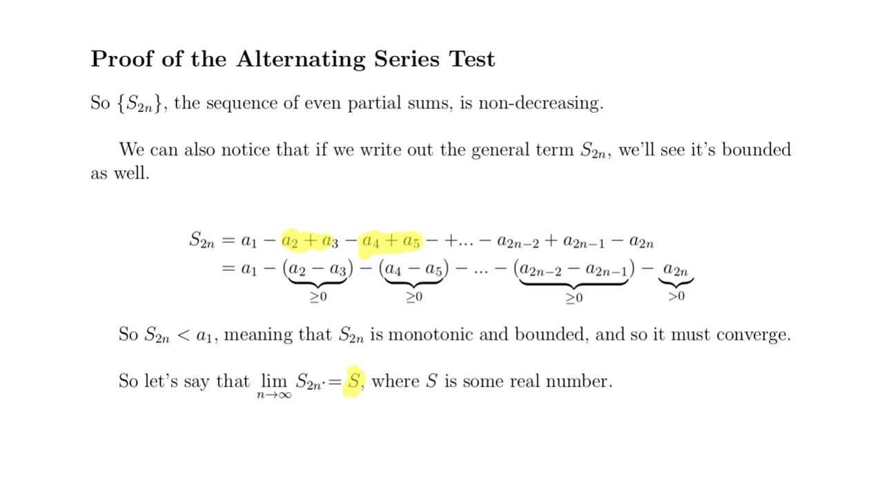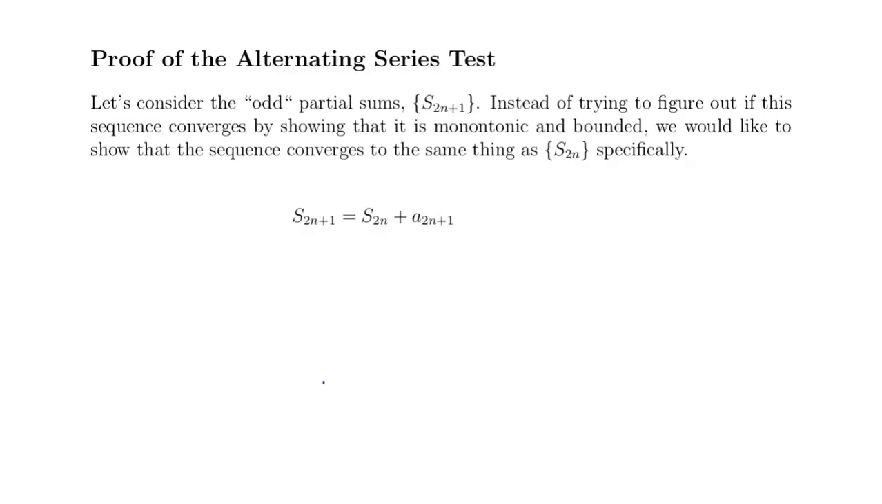Now, that's not enough. We have this odd partial sum sequence that we haven't really talked about at all yet. So just having the even partial sums converge isn't good enough for us. But what we're going to try and show is that the odd partial sums also converge, and more specifically, they converge to the same number. That's going to be good. All right, so let's consider the odd partial sums, S sub 2n plus 1. Instead of trying to figure out if this sequence converges by doing the monotonic boundedness stuff by playing around with terms, we want to show specifically that it converges to that number s, the same thing as s sub 2n.